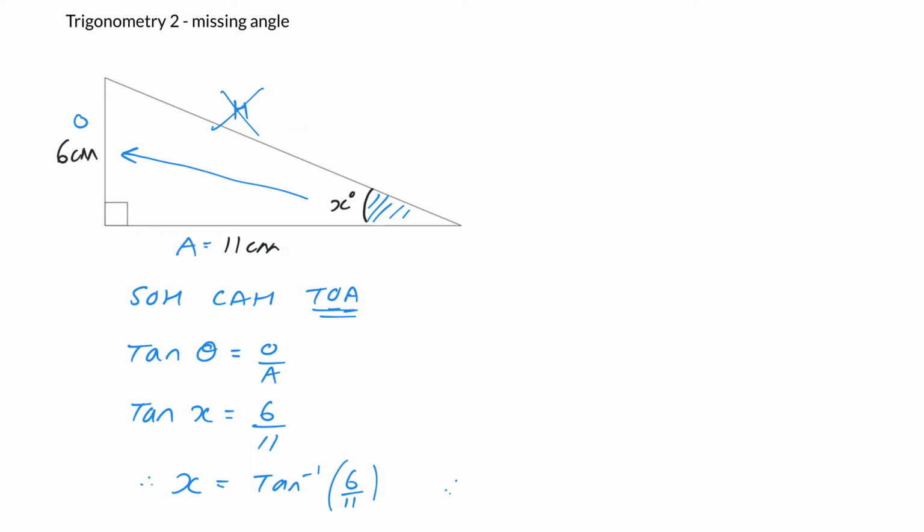All we do now is put that in our calculator exactly as it is, remembering that that is a shift tan on your calculator. Okay, so I'll put this in my calculator and I find the value of x is equal to 28.6 degrees to 1 decimal place.